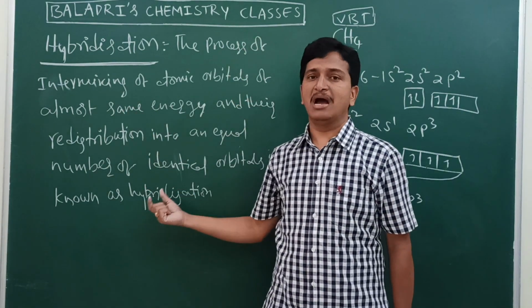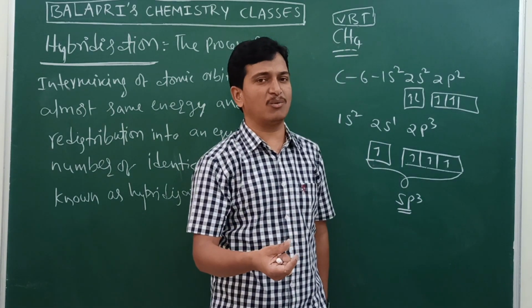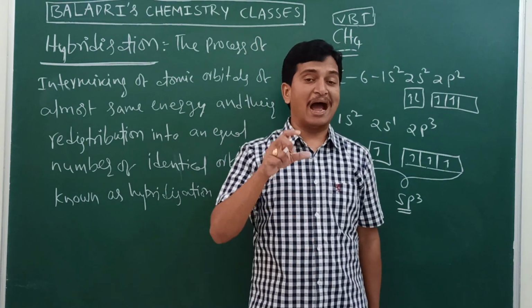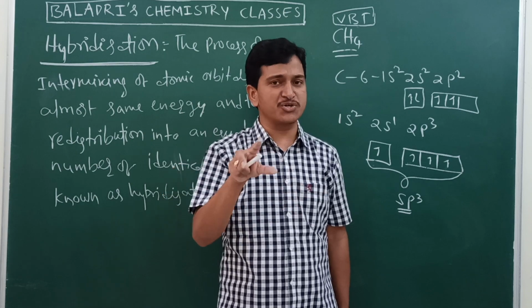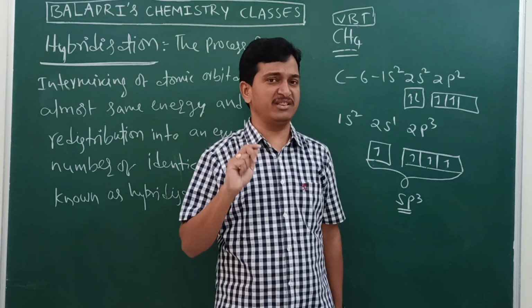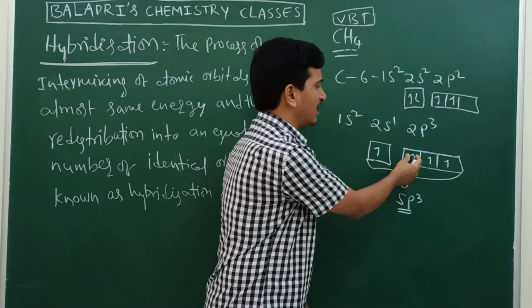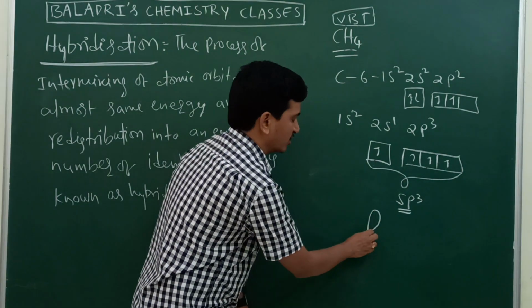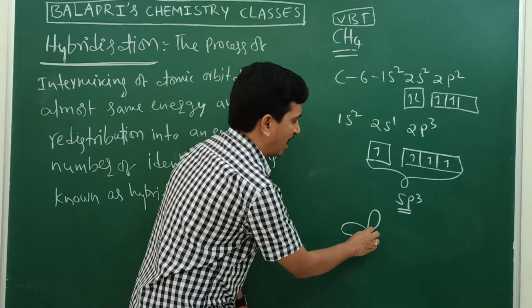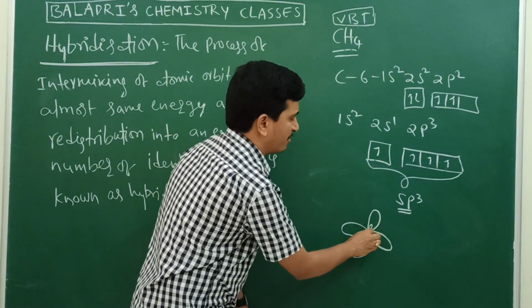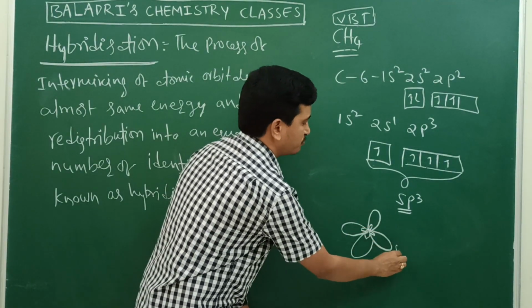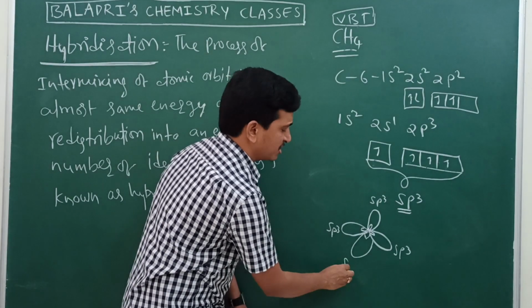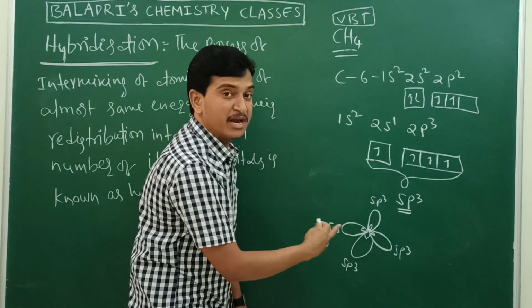So that process is called what? Hybridization, and the newly formed orbitals are called what? Hybrid orbitals. These hybrid orbitals will be oriented in different directions to avoid repulsion between them. Now let us take 1 s orbital and 3 p orbitals. They intermix to form a total of 4 orbitals. Those orbitals are called sp3 hybrid orbitals. These 4 sp3 hybrid orbitals orient in different directions to avoid repulsion between them.